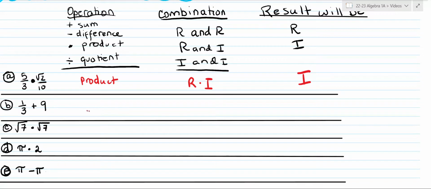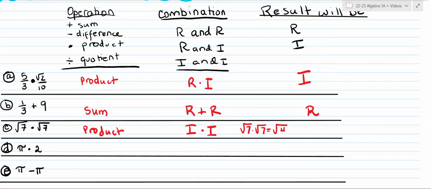B is from addition, so that means we're going to get a sum. This sum comes from two rationals, so that means we're going to get a rational. This is multiplication, so that means we're going to get a product. This product comes from irrational times irrational. So there's no way to know the answer unless we actually do the math. So what's radical 7 times radical 7? Radical 7 times radical 7 is square root of 49. Square root of 49 is perfect, so that gives us 7, and 7 is rational.